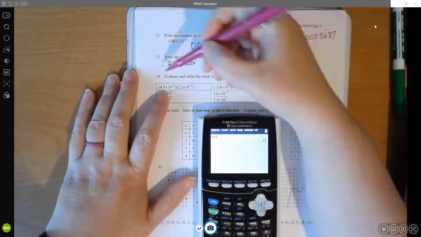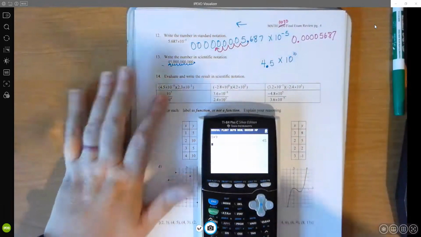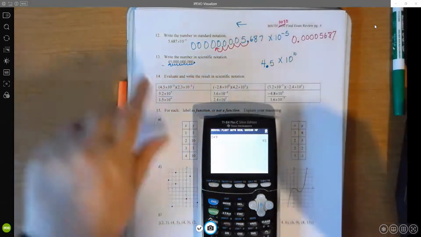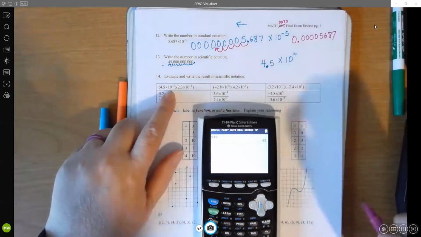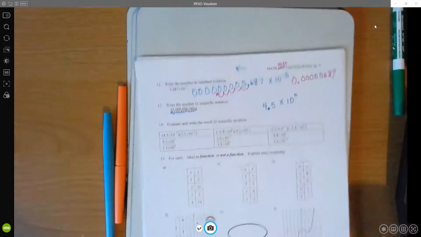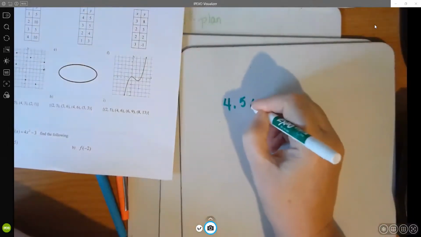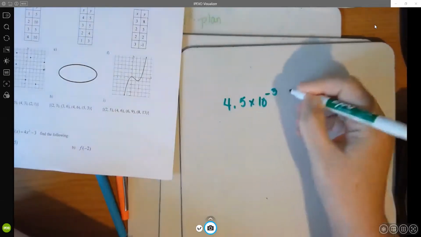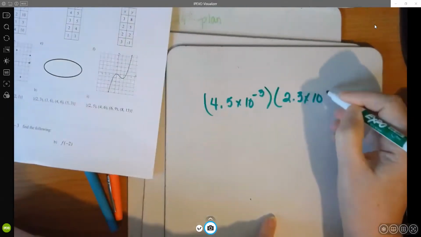And what we do is, in this first problem, we have 4.5 times 10, and there I have to reach and get my glasses. Problems of getting old. 4.5 times 10 to the negative third times 2.3 times 10 to the negative 2. Because there is absolutely no room left on this problem, I'm going to rewrite it over here on my whiteboard. 4.5 times 10 to the negative third times 2.3 times 10 to the negative 2.